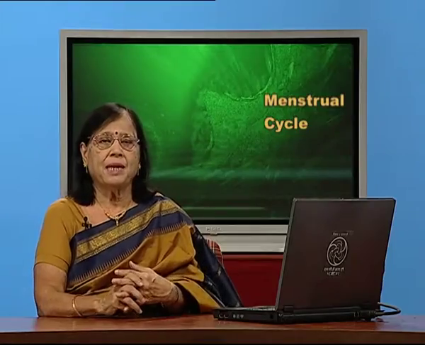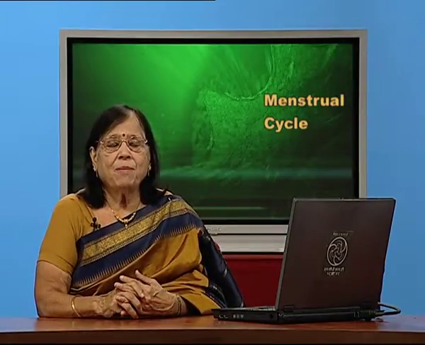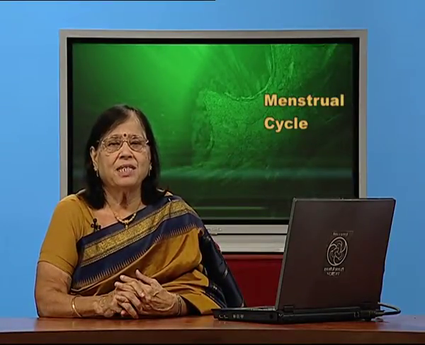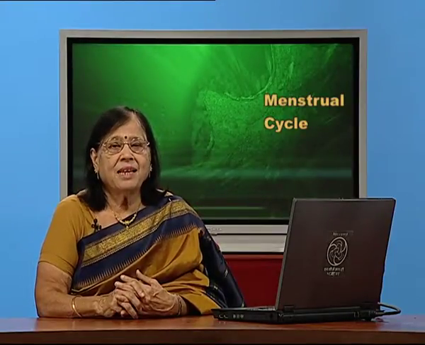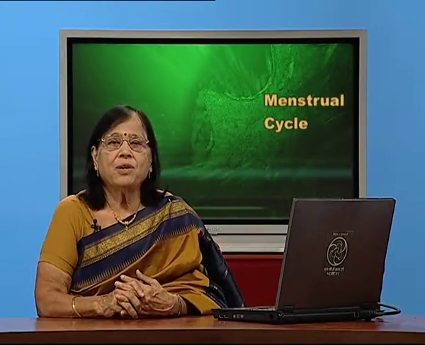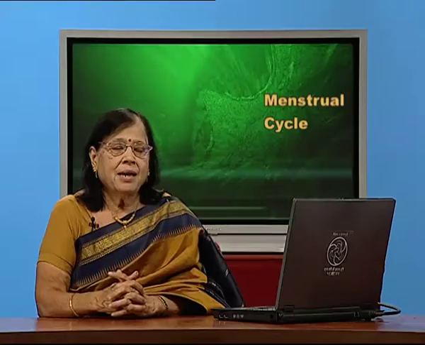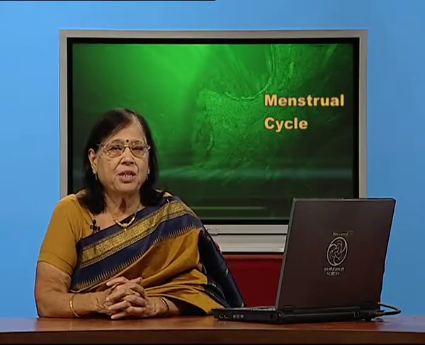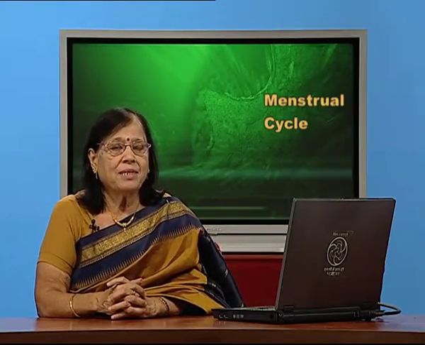Before I go into detail, you should also be familiar with another word which is parallel to this, estrous cycle. Estrous cycle is a 4-day cycle, a reproductive cycle found in rats, but the menstrual cycle, which is found in primates, is of 28 days duration. Here is the diagrammatic representation of the menstrual cycle.